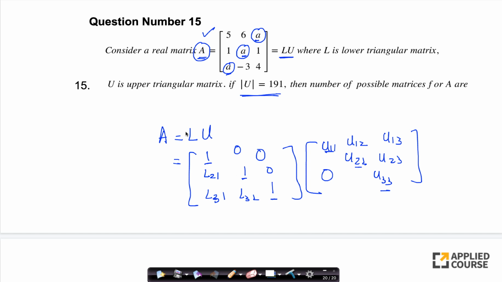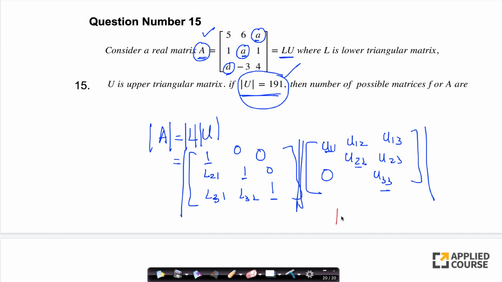When you do this, A equals LU. So det of A should be equal to det of L into det of U. Why am I using dets here? Because I'm given det of U, because I'm given this value, I'm trying to use that. So this det is equal to 191. What about det of L? This value is 1, 1 into this value is going to be 1, and this value is going to be 0. So det of a lower triangular matrix with all the diagonal elements equal to 1 will be equal to 1 itself.